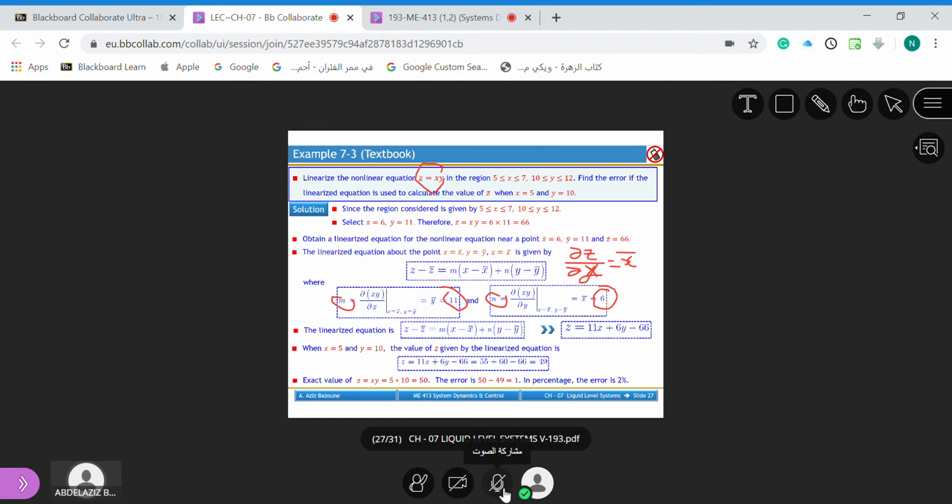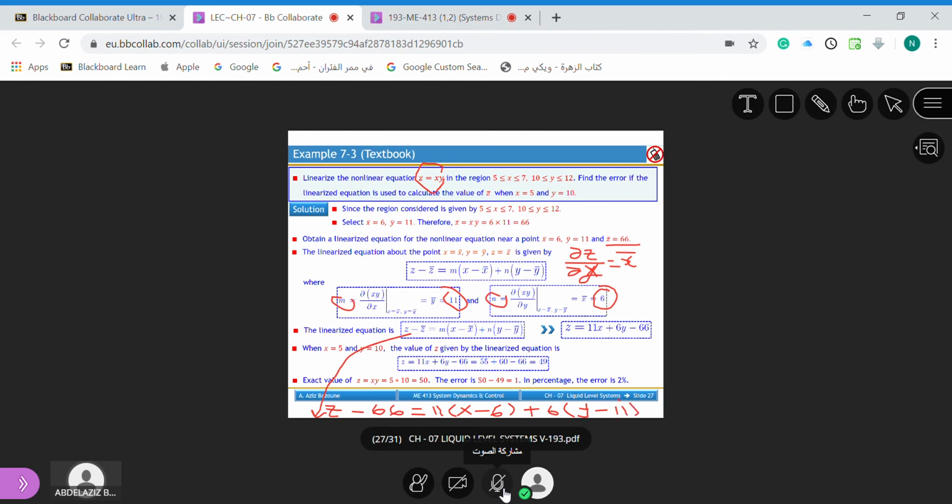Let's substitute z minus z bar. What did we find z bar to be, Shabab? z bar we found to be 66. So it will be Z minus 66. I'm working here, Shabab, in this equation. Z minus 66 will be equal to m, which we obtained to be 11, times x minus x bar, and x bar we found to be 6, plus n is here. What did we find n to be, Shabab? n to be 6, times y minus y bar, and y bar is 11.